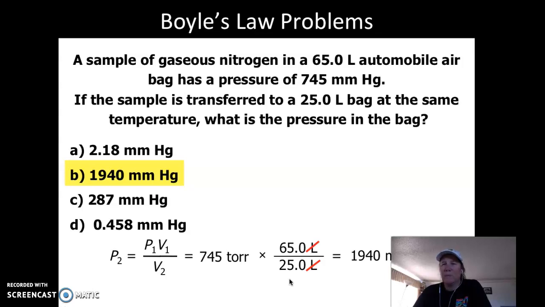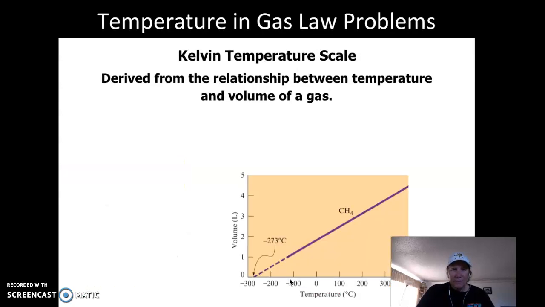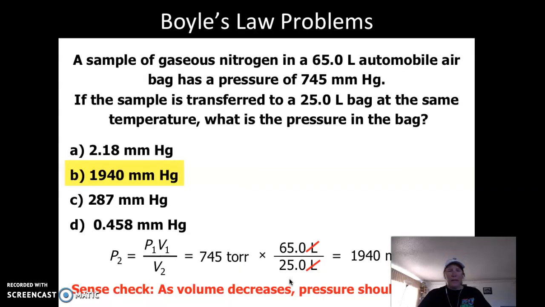So Boyle's law problems are really simple. You multiply the two you know and you divide by the one you don't know and you'll get your answer. Okay, your unit will be whatever. It could be atmospheres, it could be millimeters or whatever. And I think I'm just about done. Okay, yep. So we'll end right there.